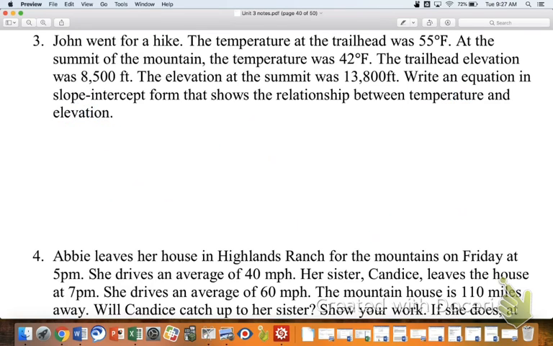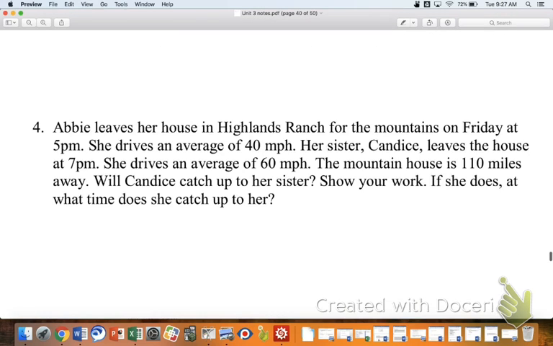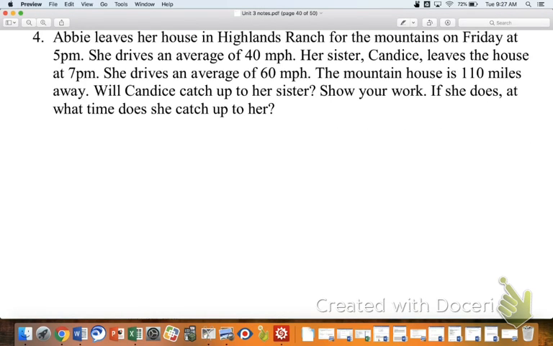So here we go. Number 4 says, Abby leaves her house in Highlands Ranch for the mountains on Friday at 5 p.m. She drives an average of 40 miles per hour. Her sister Candace leaves the house at 7 p.m. and she drives an average of 60 miles per hour. Mountain House is 110 miles away. Will Candace catch up to her sister? Show your work. If she does, at what time does she catch up to her?